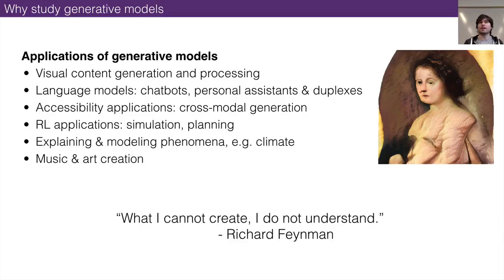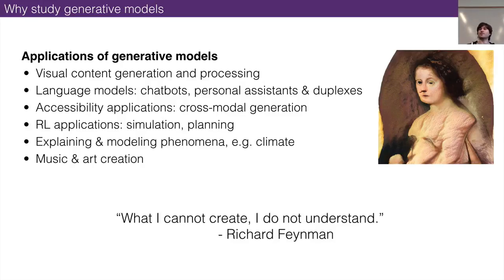Generative models have all sorts of other applications that are very important to scientists and engineers, like language models, right? So chatbots, your personal assistants, the Google Duplexes that call pizza restaurants and so on. Did anyone see that? Those are all generative models of language. They can generate language, right? It's not just generating images. It's also generating sentences, generating audio, generating basically anything that can be described by numbers.